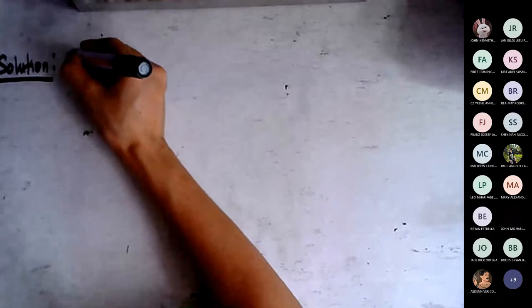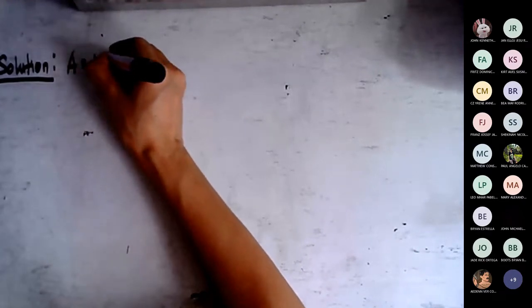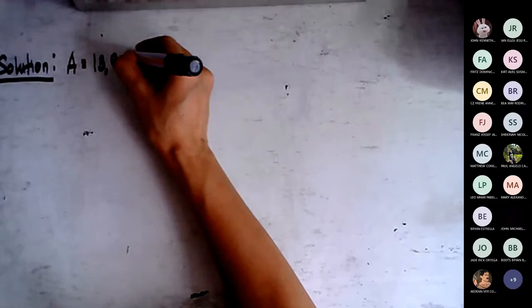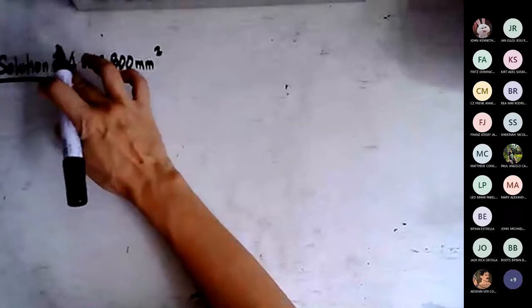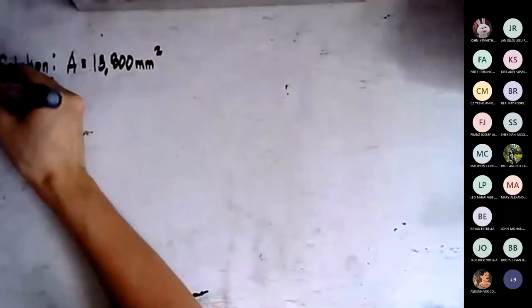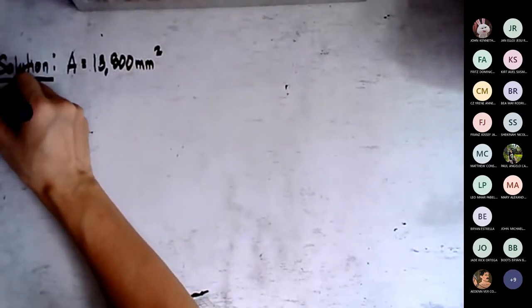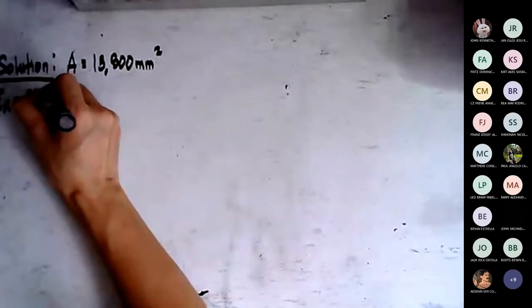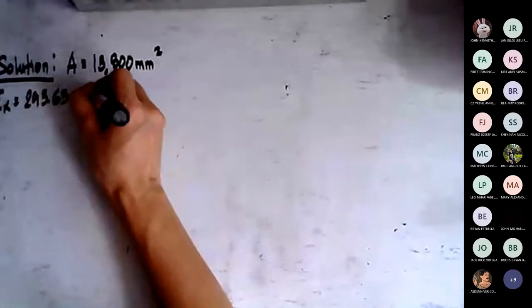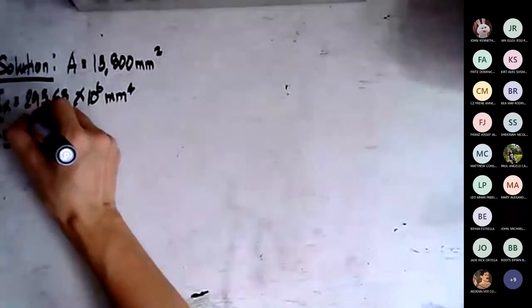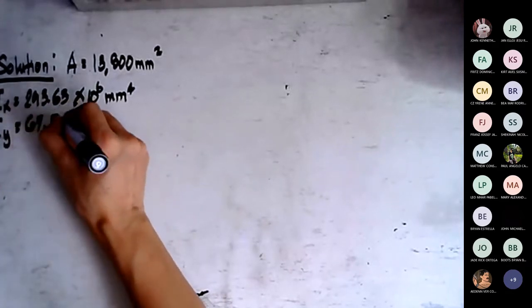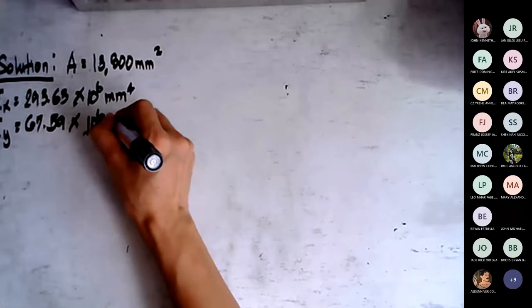Yes po. Okay, so the properties of the section for section A is 13,800 square millimeter for the area. The moment of inertia I sub x is 293.63 times 10 to the 6th millimeter to the 4th. And then you have I sub y, which is equals to 67.59 times 10 to the 6th millimeter to the 4th.